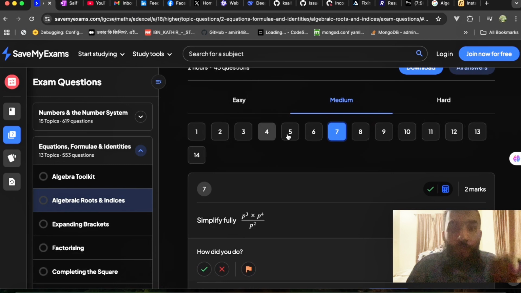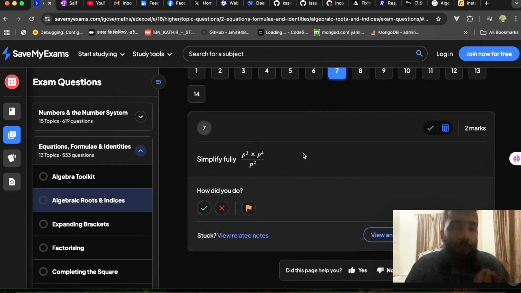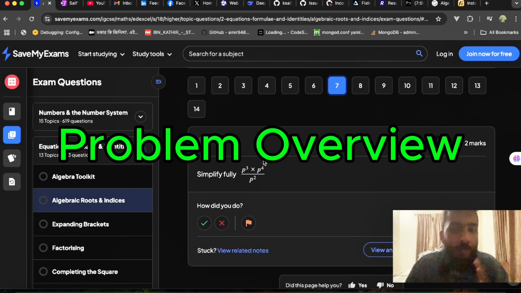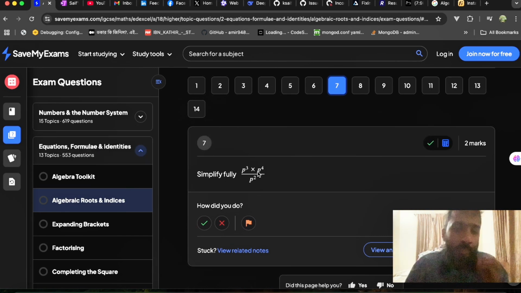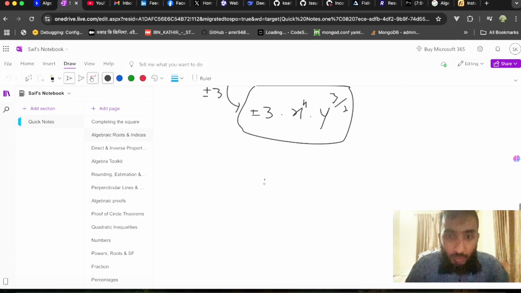Problems 4, 5, 6 are very similar, so I'll focus on problem number 7, and let's read the problem. Basically you have to simplify this expression: p cube multiplied by p to the power 4 divided by p square. If I use my pen tool, the expression that you have to simplify is p cube multiplied by p to the power 4 divided by p square.